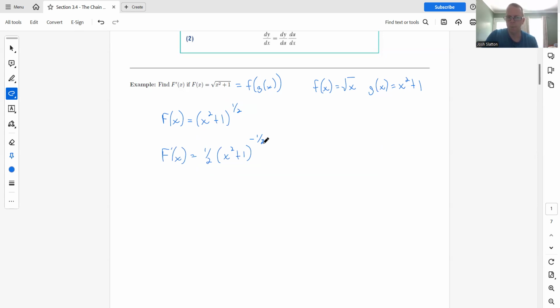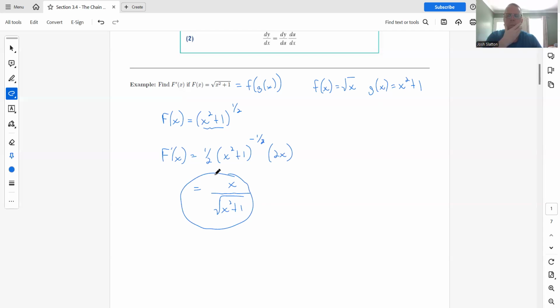Now, this is where the new part comes in. We have to take the derivative of the input, the part right here. So the derivative of x squared plus 1 is 2x. So now it's just a matter of simplifying that. The negative 1/2 exponent will be in the denominator, and 1/2 times 2, those will cancel each other out. So we just have the x in the numerator and then x squared plus 1 to the 1/2 in the denominator. We'll just write that as the square root of x squared plus 1. And that is our derivative.